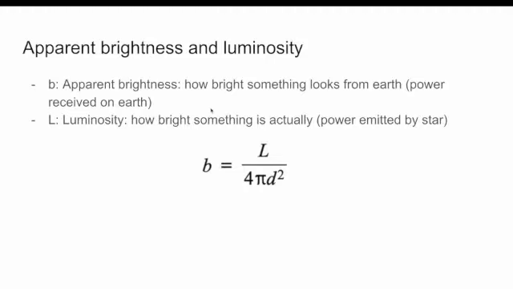So one of the last concepts is apparent brightness and luminosity. Apparent brightness is how bright something looks on Earth, meaning how much power it receives on Earth. And luminosity is how bright something actually is, so how much power is emitted by a star. And B is basically apparent brightness, L is luminosity, and they're related by B equals L over 4 pi d squared.